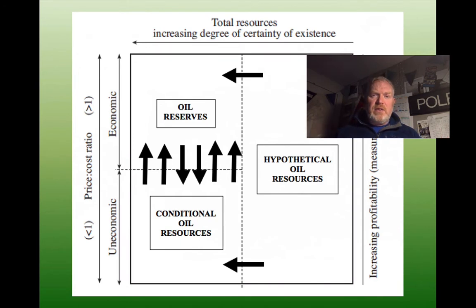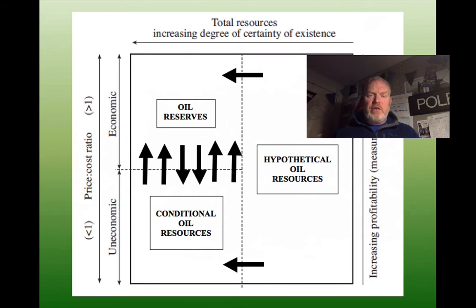The horizontal axis on this graph then is our certainty of existence. How well do we know where this material is, in what form it takes, how much there is of it? How much do we understand its geology? Because the more we understand, the more we'll be able to determine whether it's a conditional resource or even a reserve.